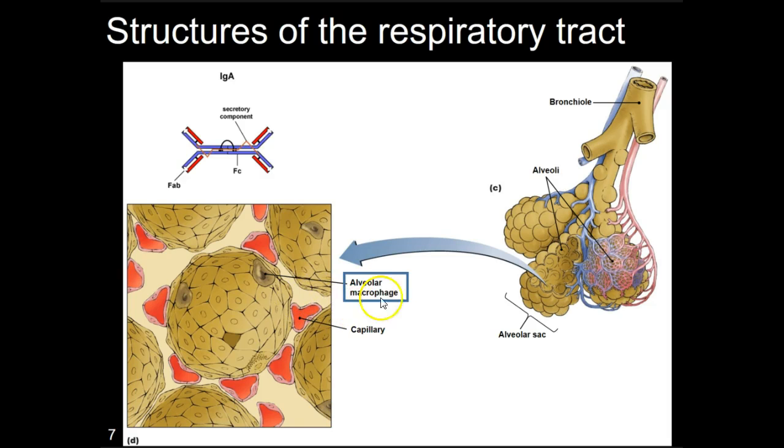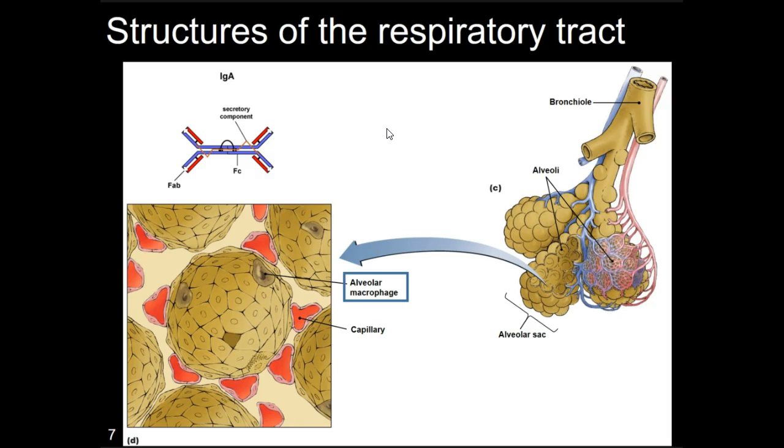In addition to these alveolar macrophages, the lungs have a large amount of IgA. This is a secreted antibody. You should recognize this particular figure from our lecture on the secondary immune system. Here we have two antibodies that are joined together in the constant region. These two variable regions are available to bind to antigens.